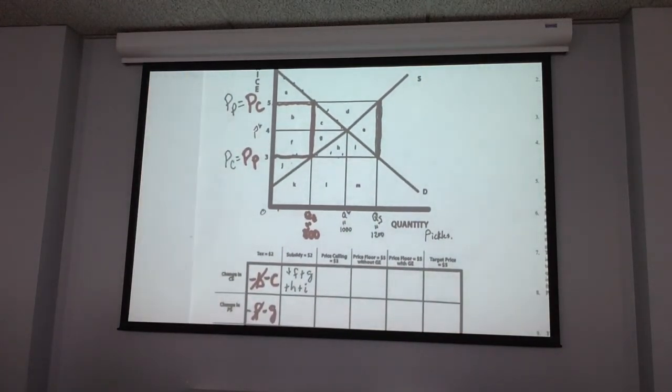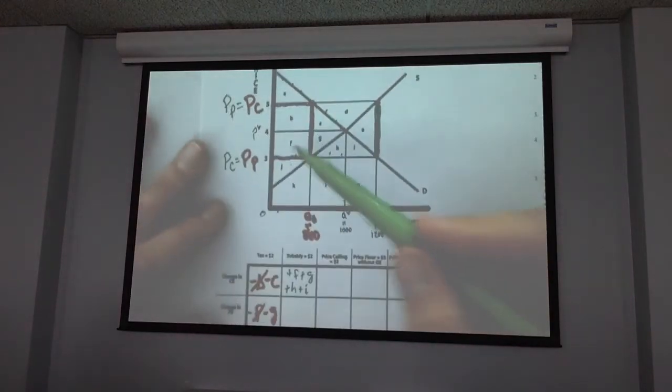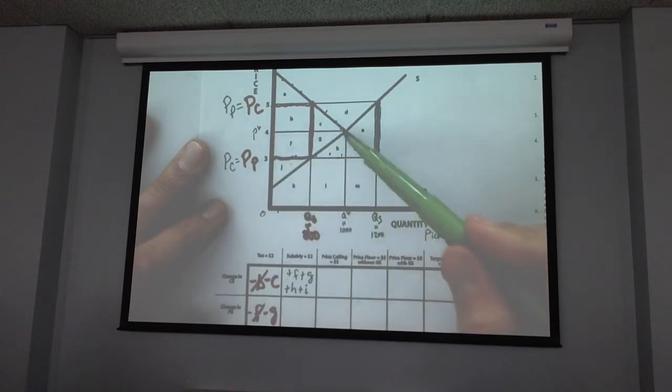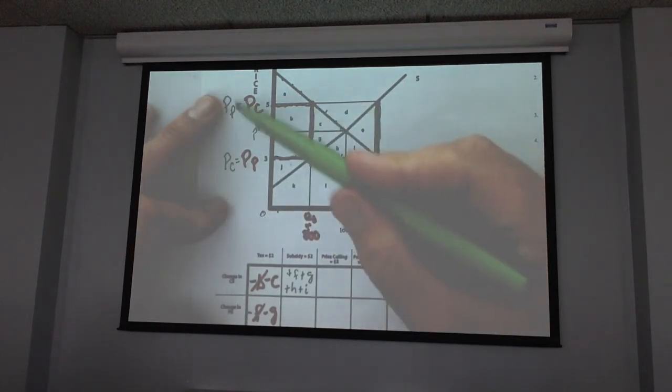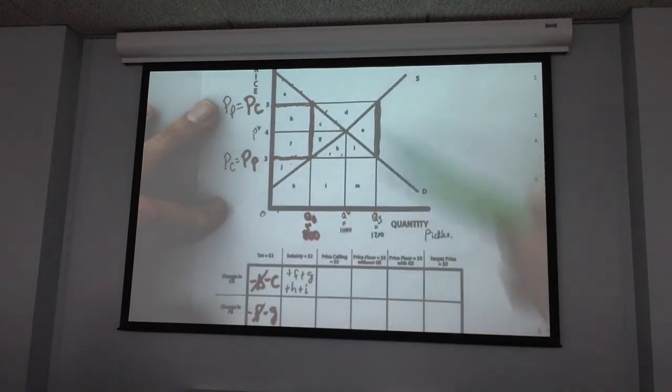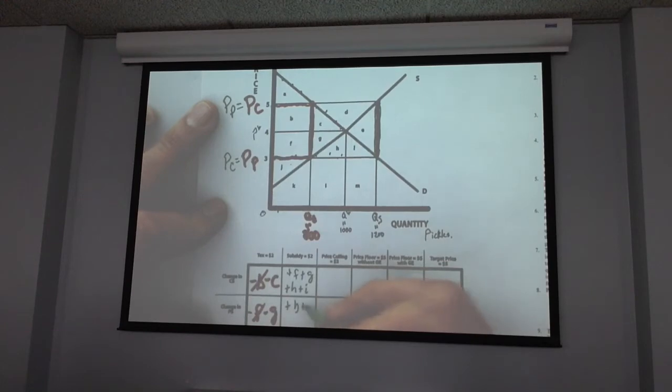How about those producers? The difference between the price they're actually getting and the minimum amount they must get for each unit sold. BCD, good. Okay? So again, free market is FGJ, this triangle. Now they're getting $5, the price after the subsidy, and they're selling 1,200 units, so they've picked up BCD, plus B, plus C, plus D.